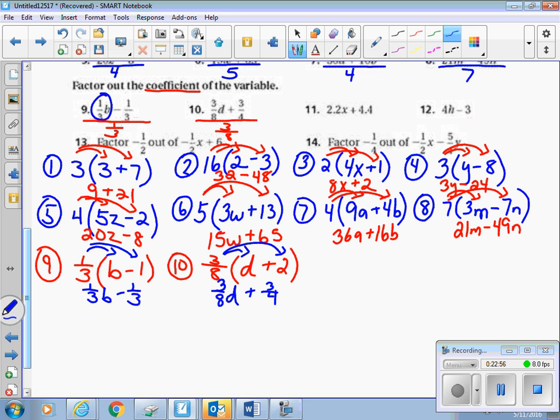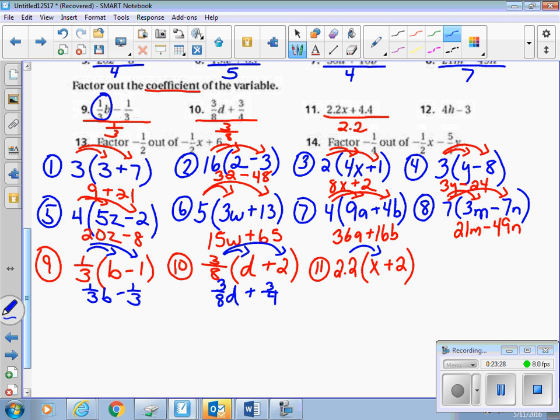In number 11, what is attached to my variable? 2 2/10 is attached to x, therefore we are going to factor out 2 2/10, and therefore in number 11, 2 2/10 will be my first factor. Divide everything by 2 2/10 to get your second factor. 2 2/10 x divided by 2 2/10. Anything divided by itself is 1, leaving us with x. And 4 4/10 divided by 2 2/10 would leave me with a positive 2.